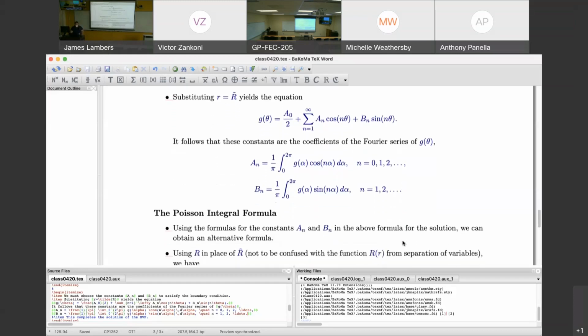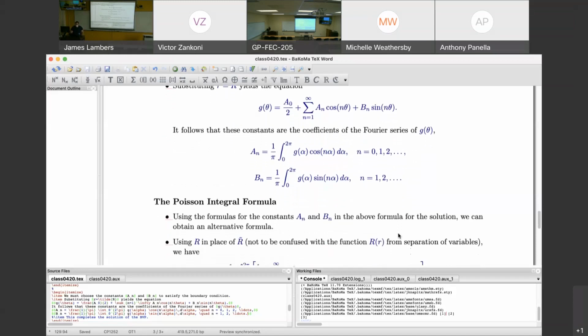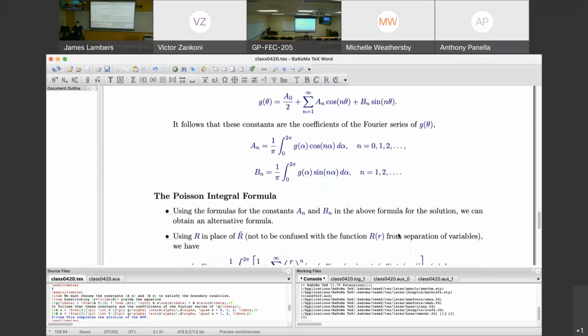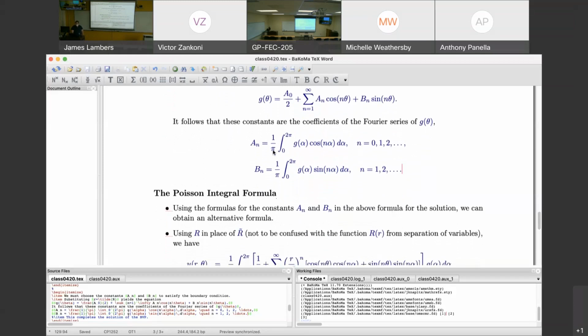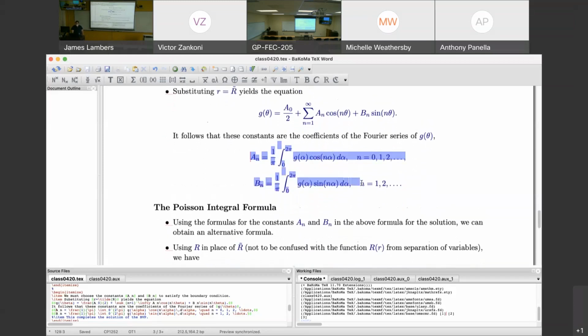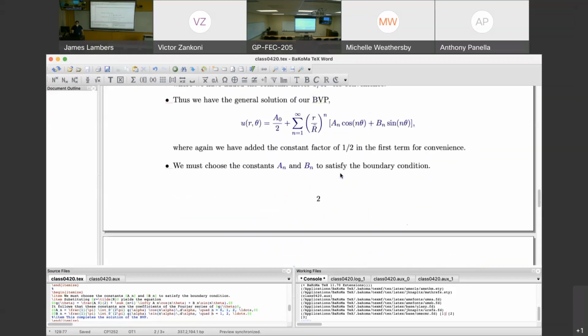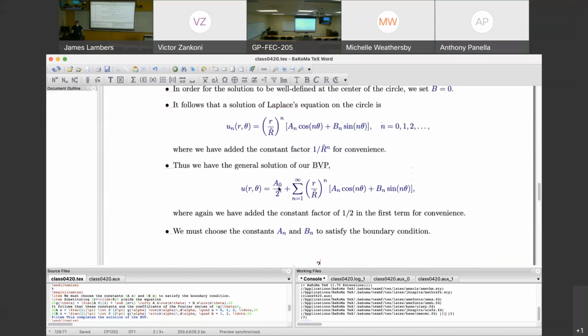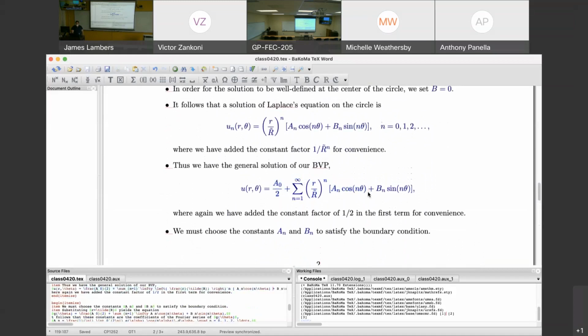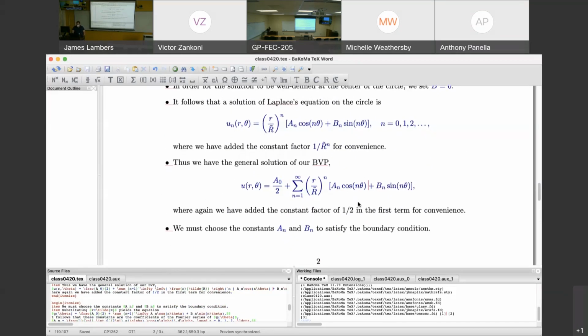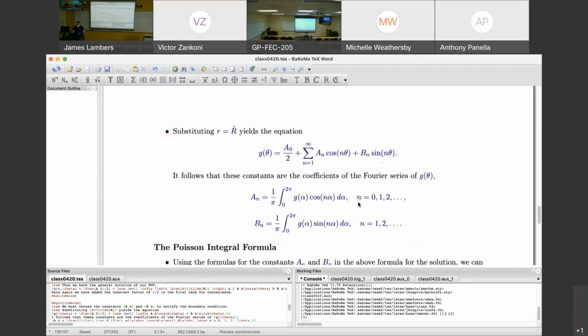Now, here's another way of expressing the solution to this interior Dirichlet problem. If I take these formulas for an and bn and substitute those general formulas into here, since those formulas for a and b are in terms of integrals, we can express the entire solution as an integral.